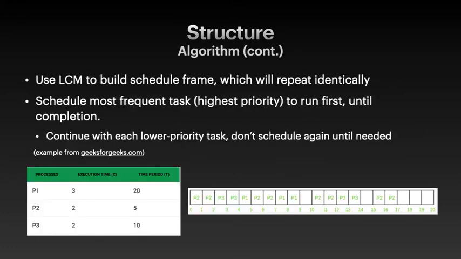The algorithm builds a schedule frame, which is the smallest possible schedule that can repeat identically and indefinitely, while satisfying all time constraints. The size, in time units, is the least common multiple of the tasks' time periods. In the example below, the least common multiple is 20, so that is the size of the frame. Each task is then scheduled in order from smallest time period to largest, taking as much time as needed in the worst case to complete.